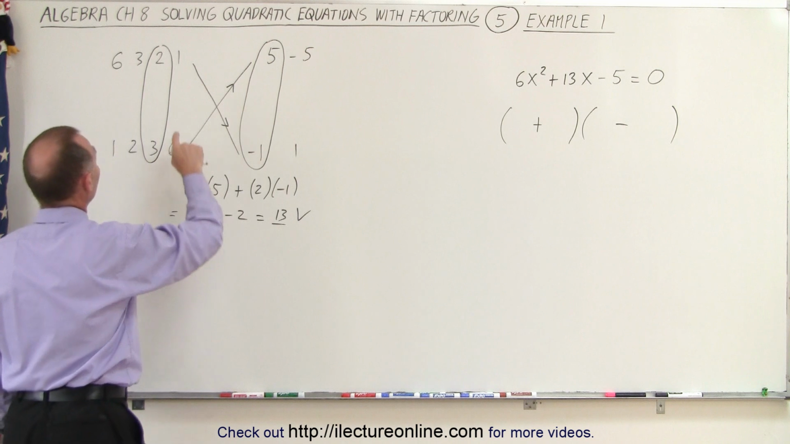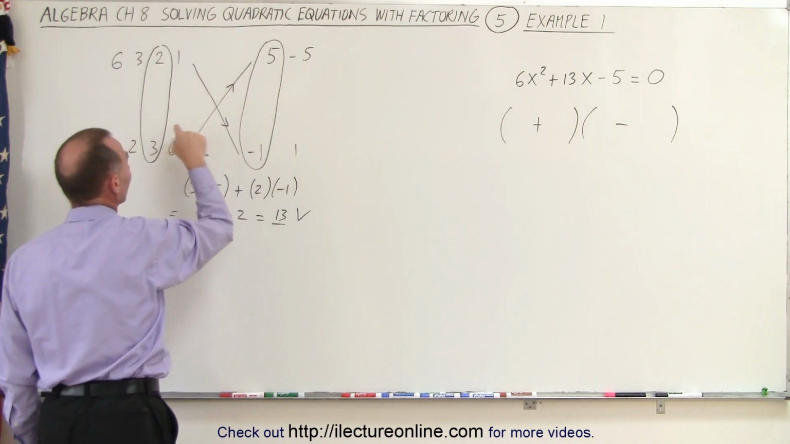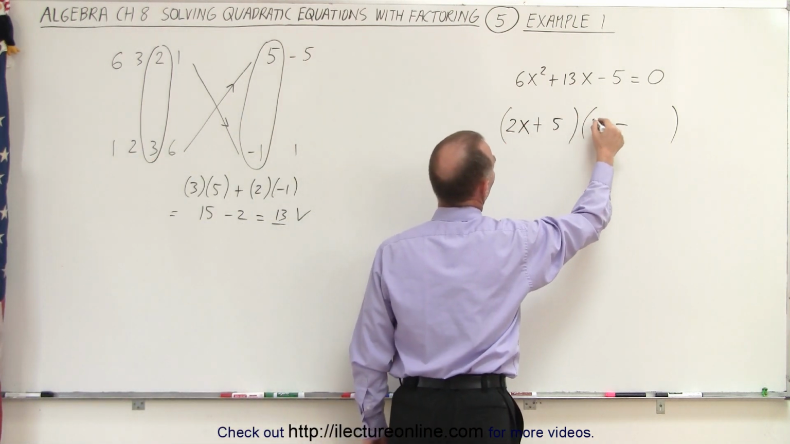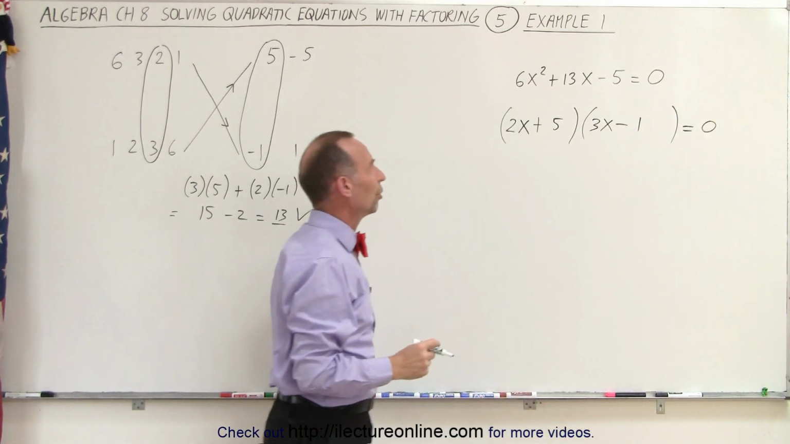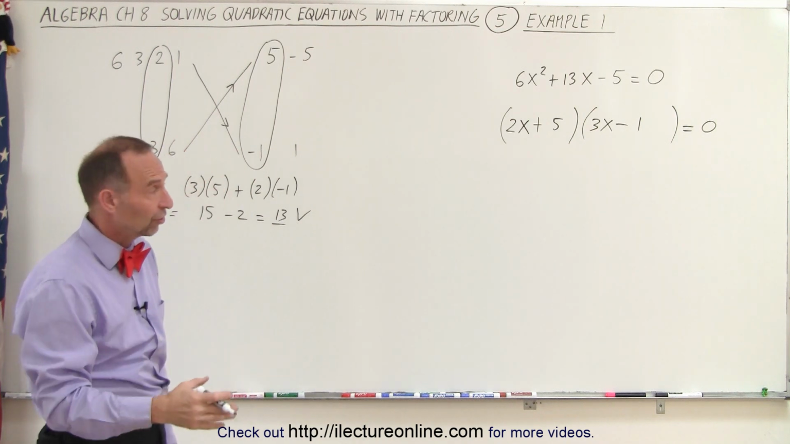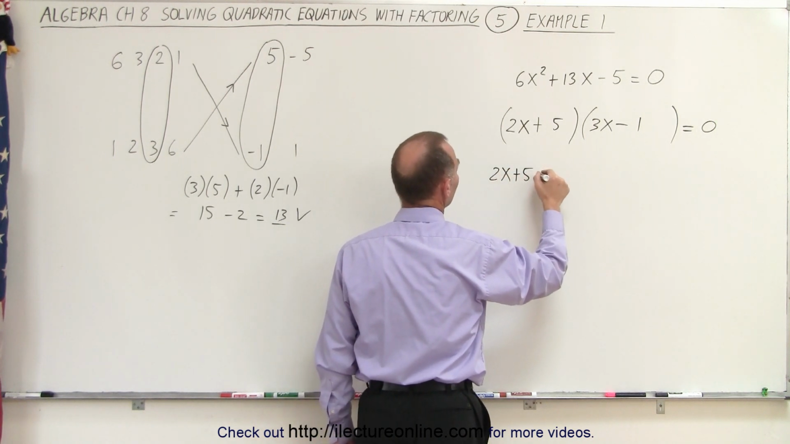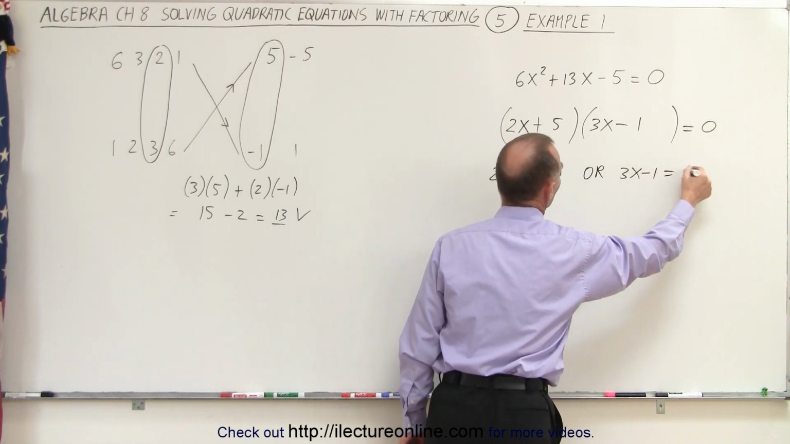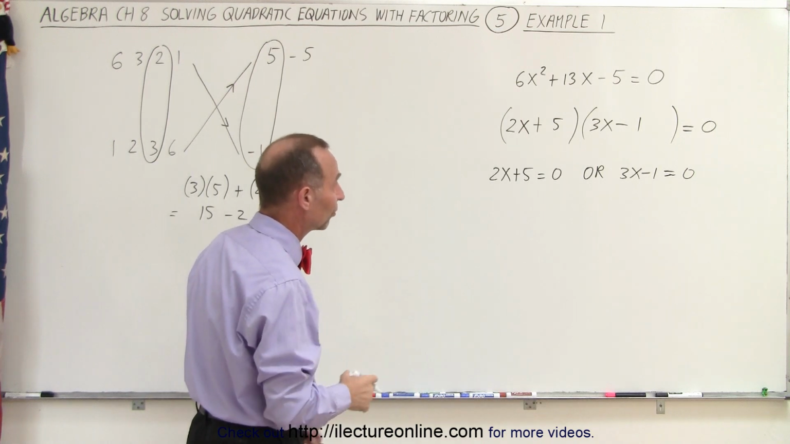So then after all, I can say that the factored form will be 2x plus 5 and 3x minus 1. So 2x plus 5 and 3x minus 1 is the factored form of that trinomial. Now that I have a product of two binomials multiplied and set equal to 0, that means that either 2x plus 5 is equal to 0 or 3x minus 1 must equal 0. Again, that's by the property of multiplication, so you get zeros.